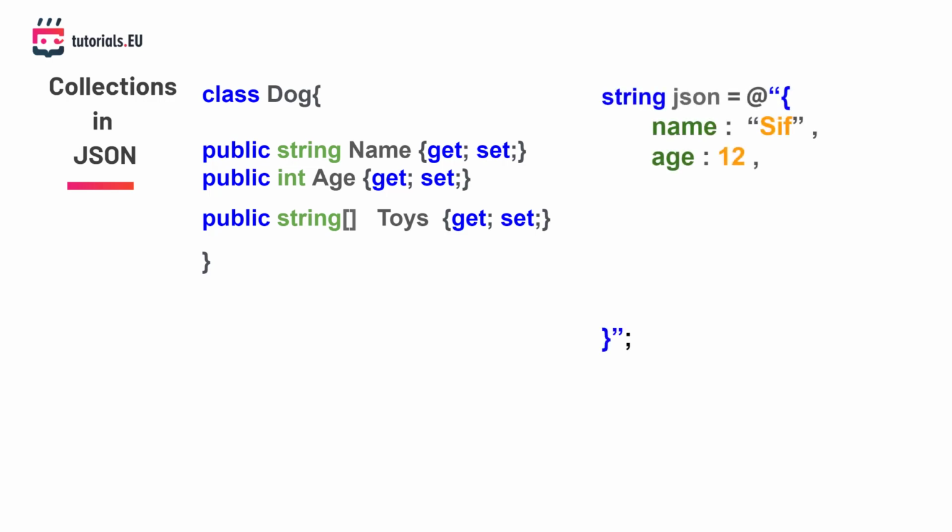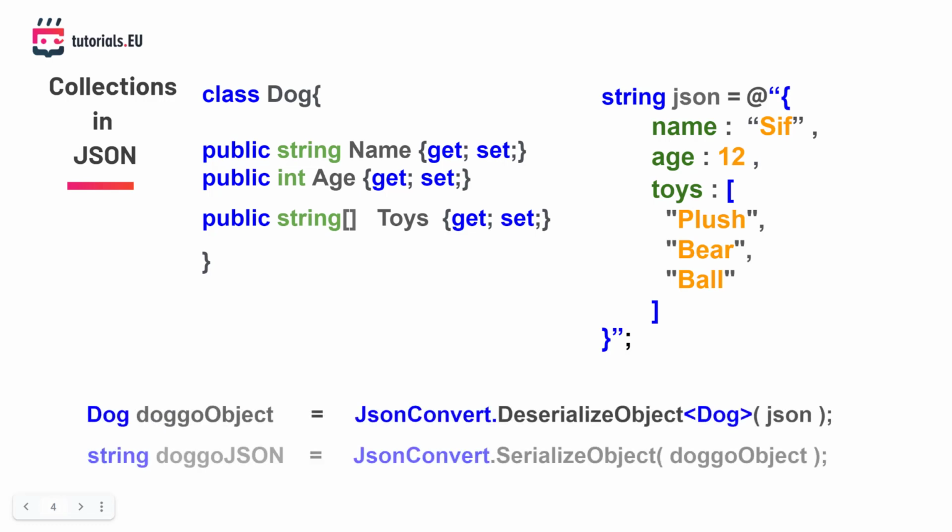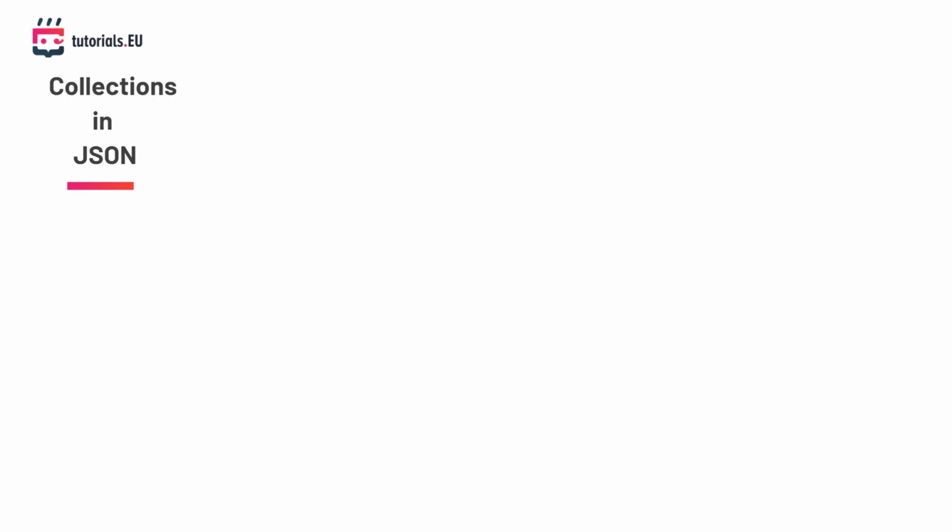So this is the JSON representation of our dog class from before, and the array of dog toys will be in this format as well. So here: toys, plush, bear, ball. And we start like any JSON property by writing the name of the property, which is toys, and then for the value part, we will have the content of the array inside of the square brackets here. And then the serialization and deserialization will remain the same.